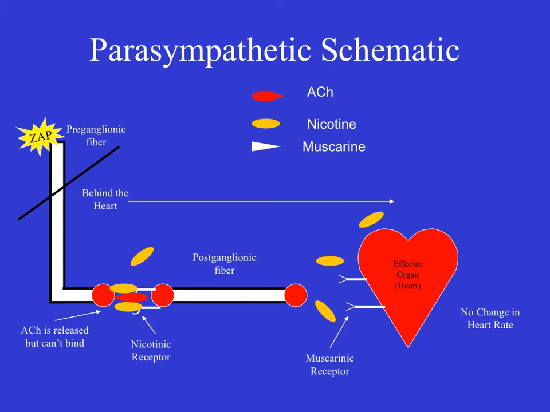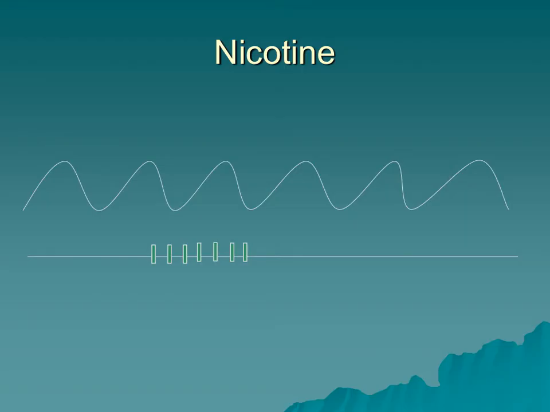So let's look at that in terms of one of those diagrams again. As you can see, we're moving along normally, and the acetylcholine is trying to be released by stimulation, but we're not getting there. We just don't get there. If we can't get to the heart, we can't change the heart rate.